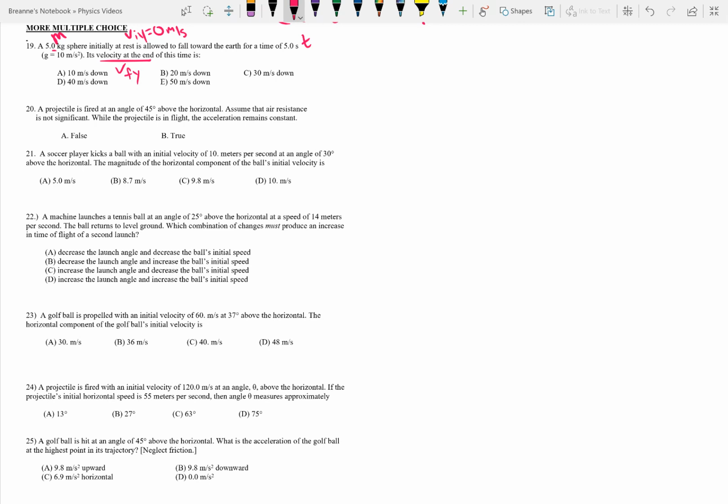So if we look at our equations and think about what we're given, we can actually use our V_fy equals V_iy plus at. So we throw in what we got. We know that's 0. We're going to use negative 10 times our time. So that just gives us negative 50 meters per second.